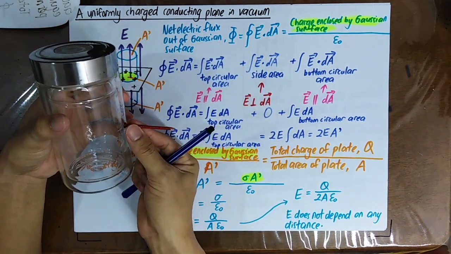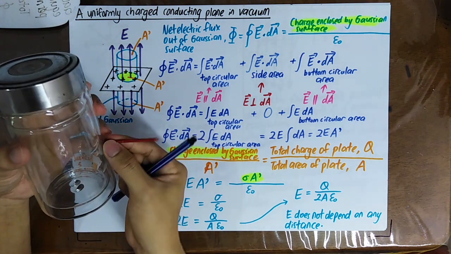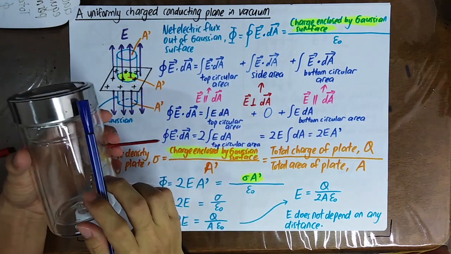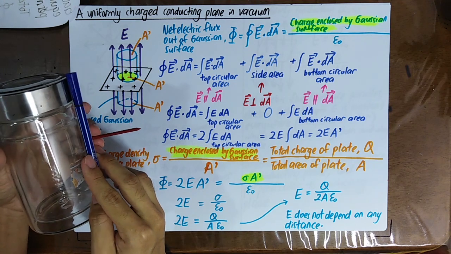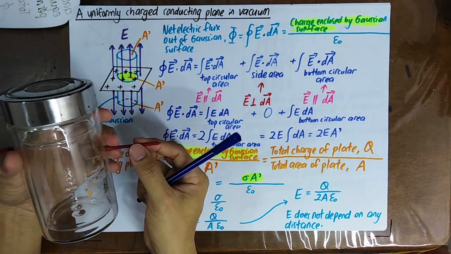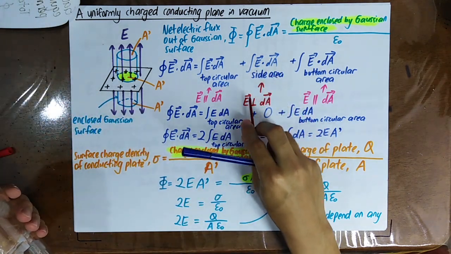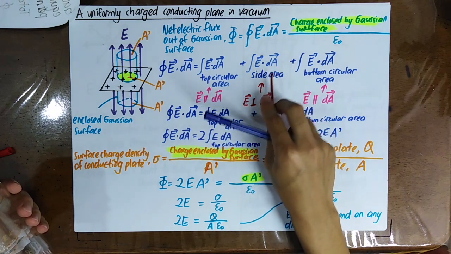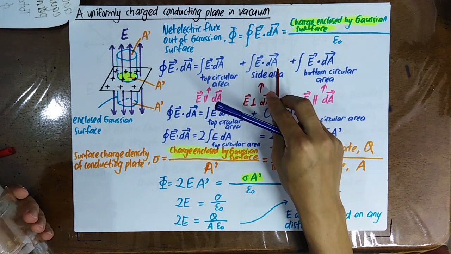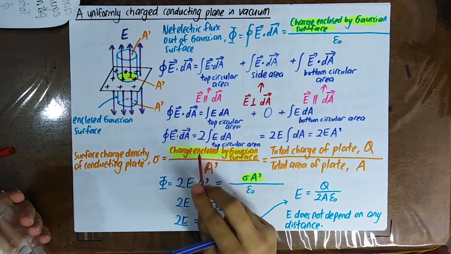But then for the side area, this is the direction of the dA. And then the electric field here is vertical. So you know that the dA is perpendicular to E on every point on this side area. And therefore, you know that E dot dA equals E dA cos 90 degrees, which is equal to 0. So you know that this whole term is equal to 0.